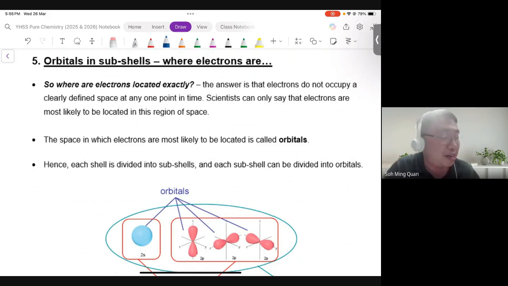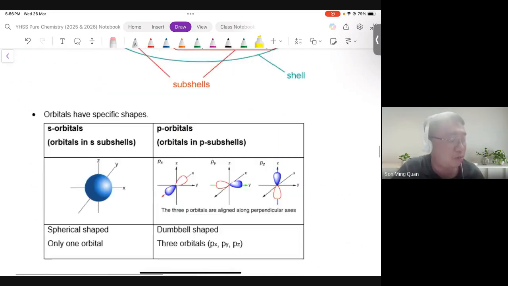And the irony is, electrons actually, the location, you cannot define it with 100% accuracy. Scientists can only say electrons are most likely to be located here in this region. It's a probability of being here. All right. So the region in which electrons are most likely located is called orbitals. And to teach you SPDF means we need to teach you the shapes of the orbitals. What do they look like, right? Many of you ask this. And this is what they look like.